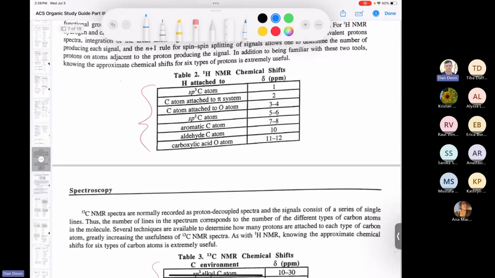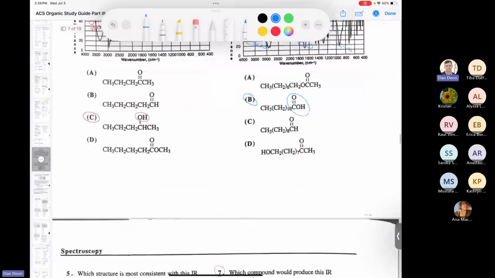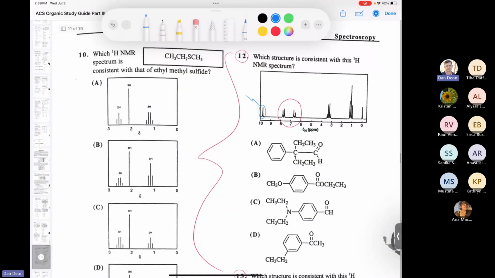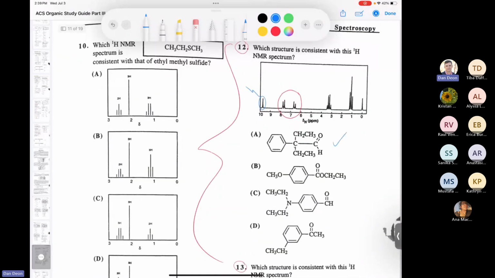If you have a proton at 10, it means you've got an aldehyde in your compound. If it's at 12, that's a carboxylic acid. But if it's at 10, it's an aldehyde. So let's go back down here and we can say the compound is an aldehyde. So here we have one, here we have one, and here we have one. So far, the only thing that we can scratch off is B.